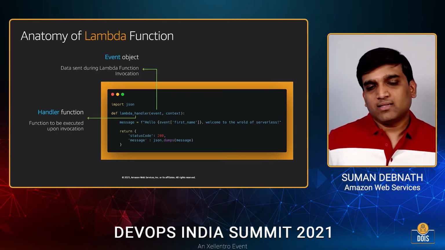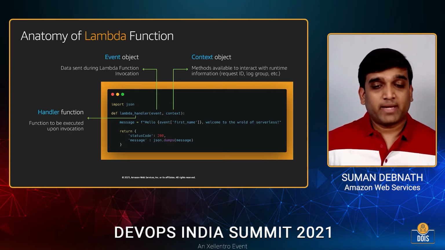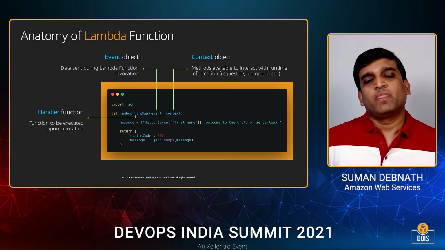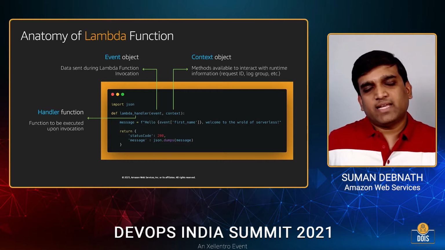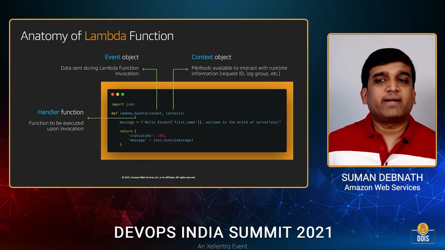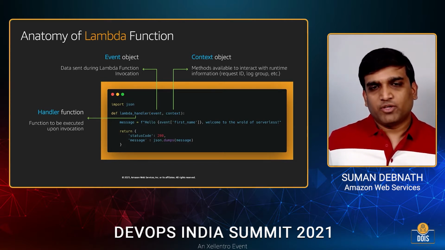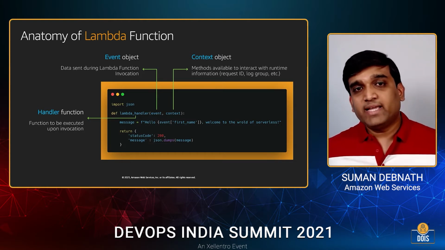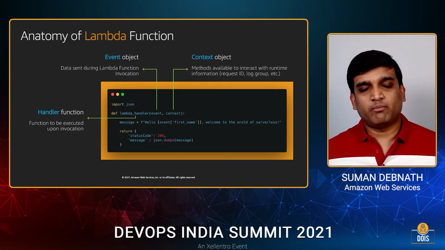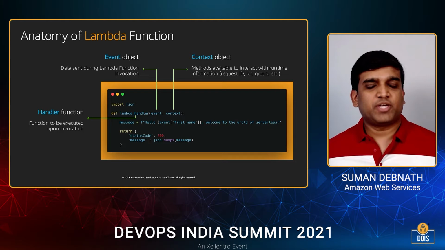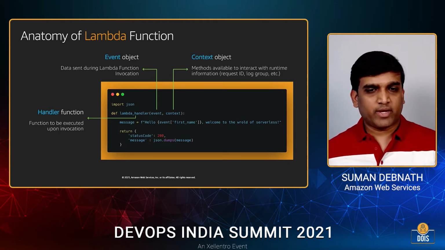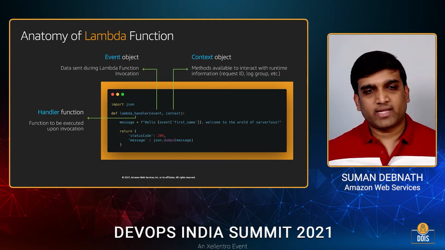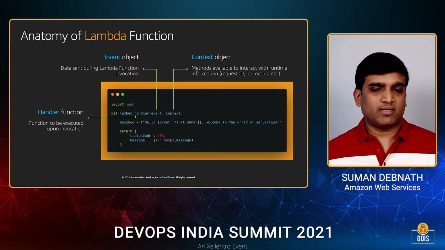And the other parameter that this function has is a context. This contains all the metadata information about the runtime, which you may not always need, but if you want to know what the request ID is, what log group it belongs to, and all of that, you can check this context object, and you can see what things you can get in the context object. But basically this is the Lambda function.